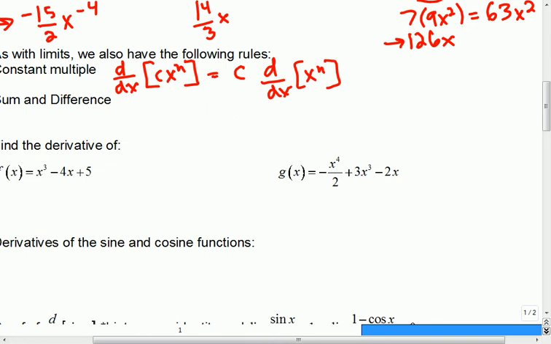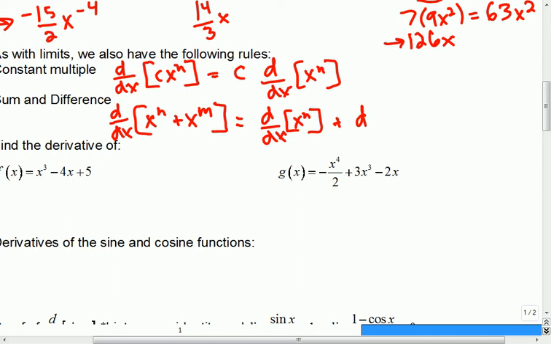The other legit thing is, if we want to add or subtract, we could take 2 separate powers. For example, I could try and take the derivative of x to the n and x to a different number m. It'd be the same thing as doing them separately. So the reason that this is good news for us is now we can do a whole polynomial. We don't have to worry about what happens in combination.